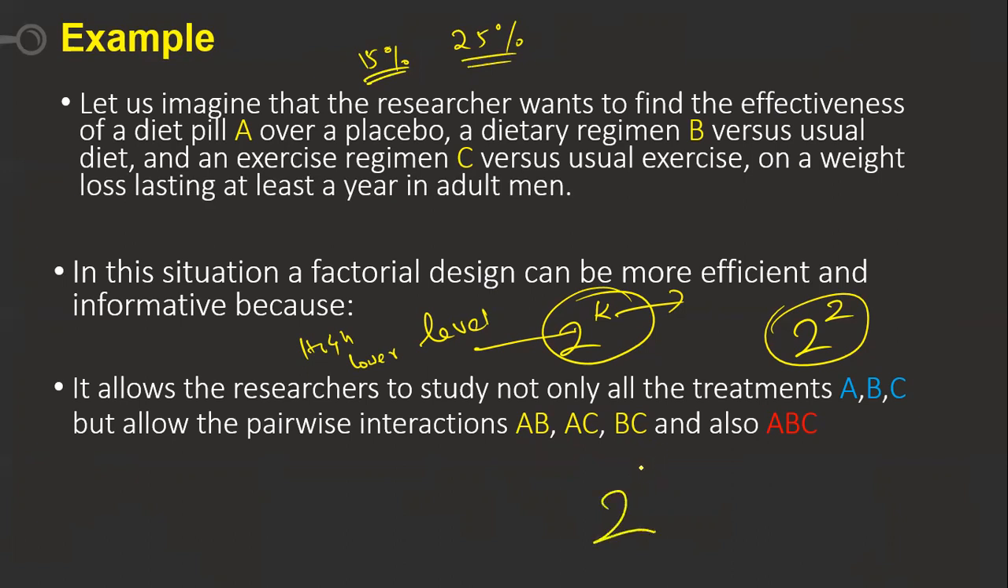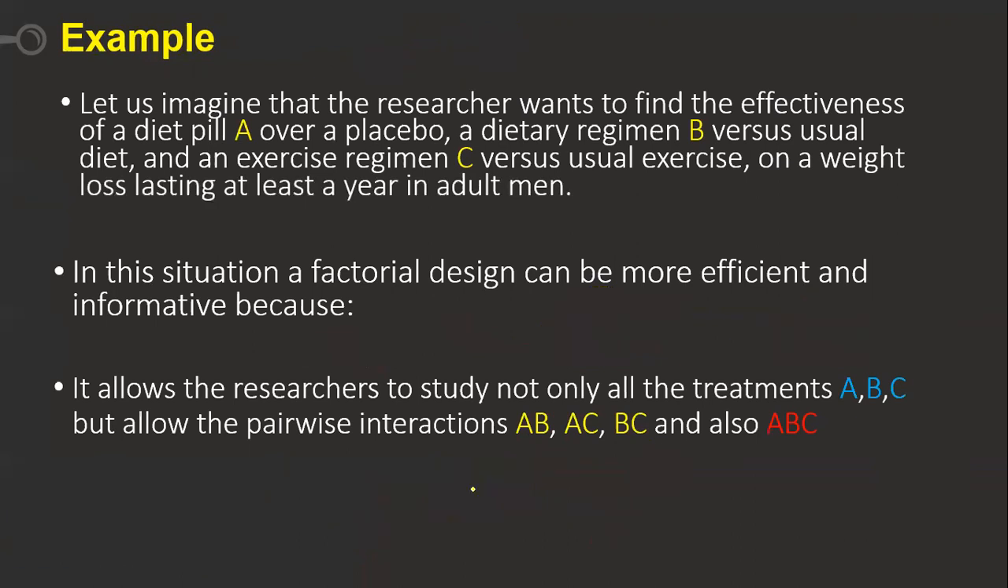How many factors are we having? That is denoted by k. So we can have 2 factors, 3 factors 2 cube, 4 factors 2 power 4, etc. This is 2 levels. Levels will be denoted by 2, and the power is always the factors you have, remember. Now we'll quickly move on to an example.